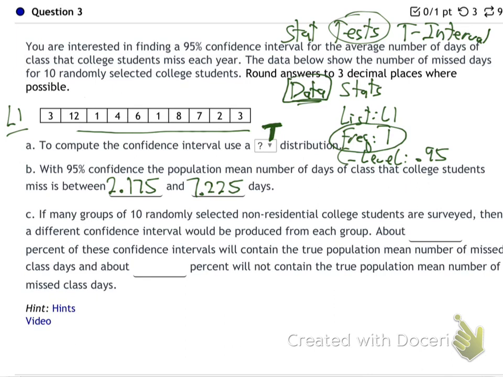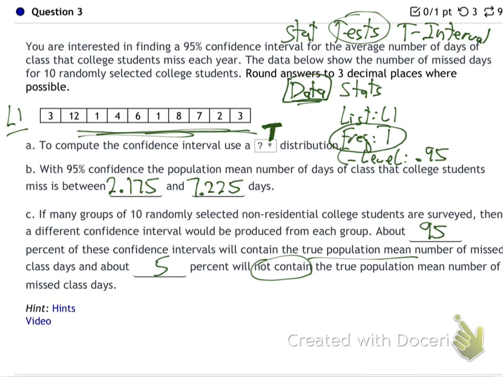Is that good? Is that making sense? So now what's their question C there? If many groups of 10 randomly selected, same thing. Then 95% would contain the true population mean, and 5% will not contain the true population mean, like usual. They're just making sure we understand that there's a 95% chance that we're capturing the actual population mean. We're just taking 10 students, taking their average, and letting that inform us about the true average. 95% chance we're going to get the true average in our interval.